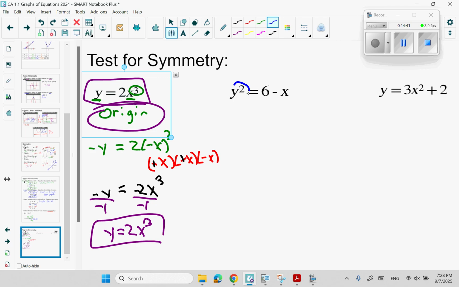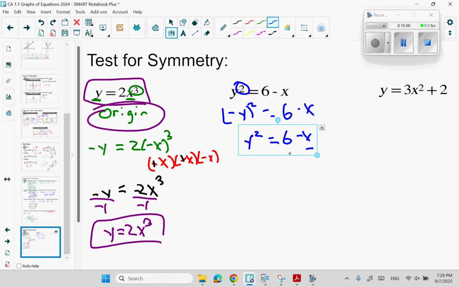Here, I'm seeing the y is squared or has an even power. So that's the one that I would test, where I'm going to flip the y to negative and see if I end up with the same expression. Negative y times negative y is positive y squared. So y squared equals 6 minus x, which is exactly what I started with. So this has x-axis symmetry.